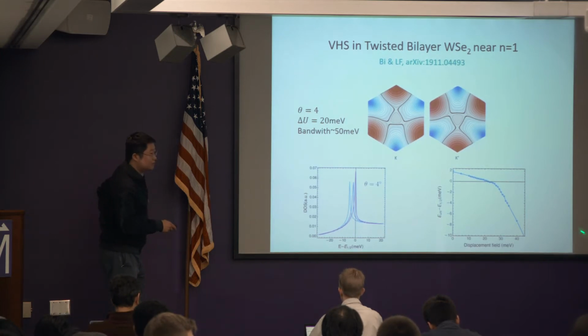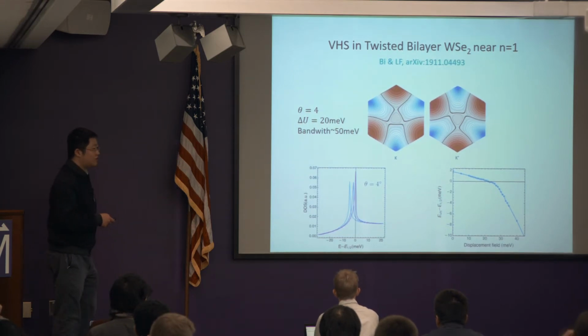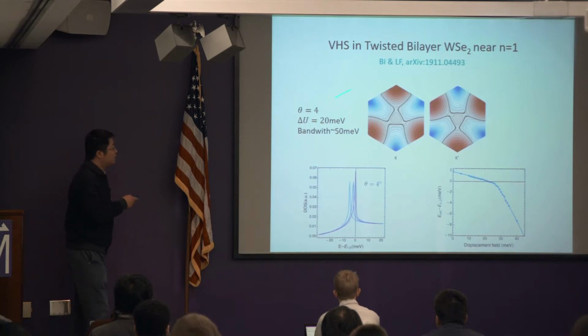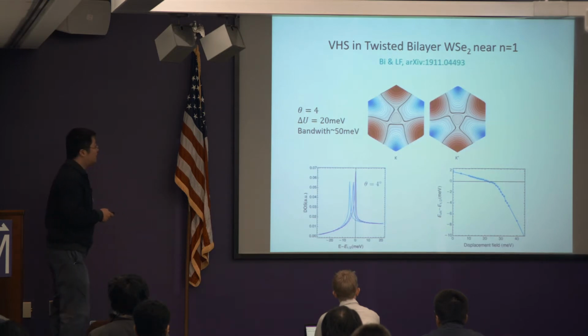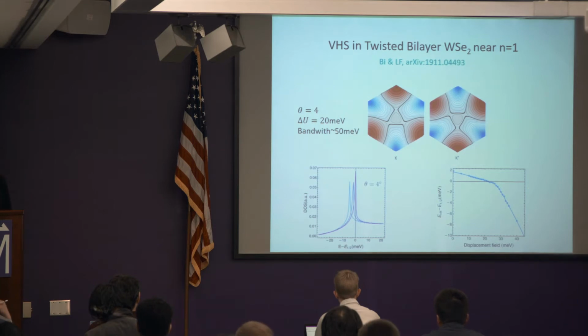As you further change the displacement field, you can tune the Van Hove singularity right through the Fermi level at n equal 1. So this is the advantage of 2D materials, that we can change both the filling and the band structure, right, using both top and bottom gates. And here we focus on the system at a particular filling, this n equal 1 filling, and then changing the displacement field will change the properties of the Van Hove singularity, both its energy and its character.